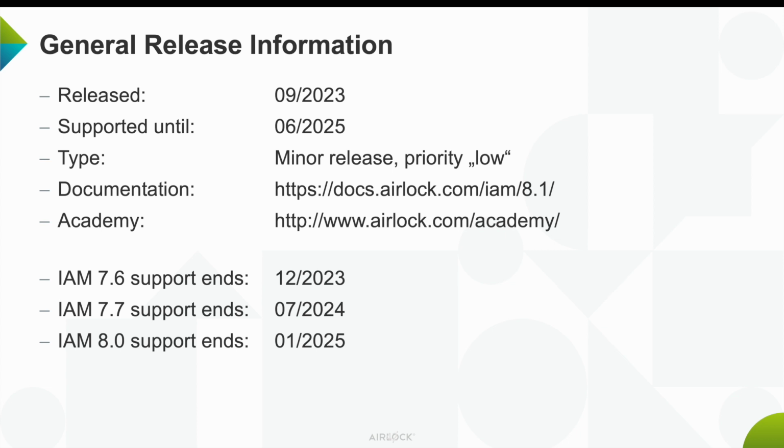The prior supported releases end, depending on what release you're using, pretty soon. 7.6 ends at the end of this year, 2023. 7.7 is supported until July next year, and 8.0 is supported until the end of January 2025. So if you're still using 7.6, you really should upgrade pretty soon. And if you're still using 7.7, we recommend you plan your update right now, because going from 7.7 to 8.0 requires some changes, especially if you're still using the old login app, the JSP-based login app.